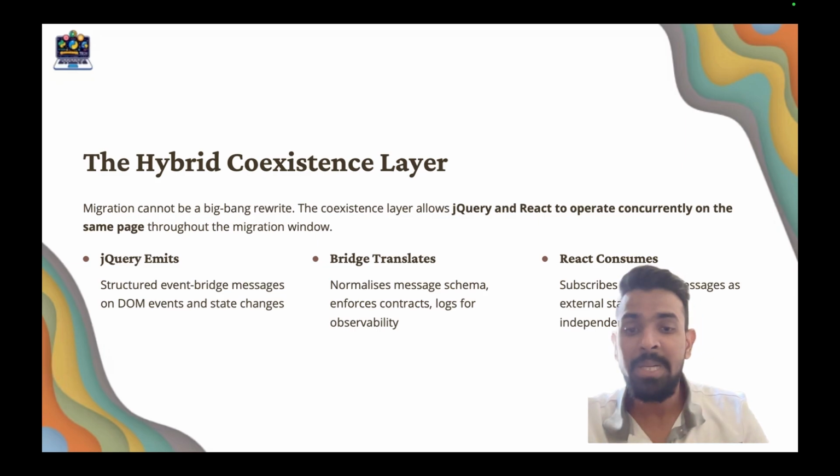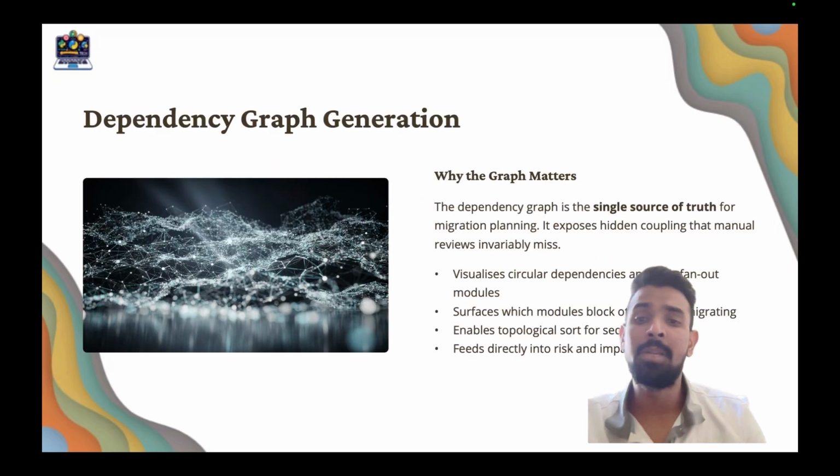Now that React and jQuery can coexist, the next challenge is understanding all the relationships inside the application. This is where the dependency graph becomes incredibly valuable. A dependency graph provides a complete picture of how the application is actually connected. Unlike architectural documents, which are often outdated, the dependency graph reflects the application's current state. It exposes hidden relationships, circular dependencies, and highly connected modules that would otherwise be difficult to identify.